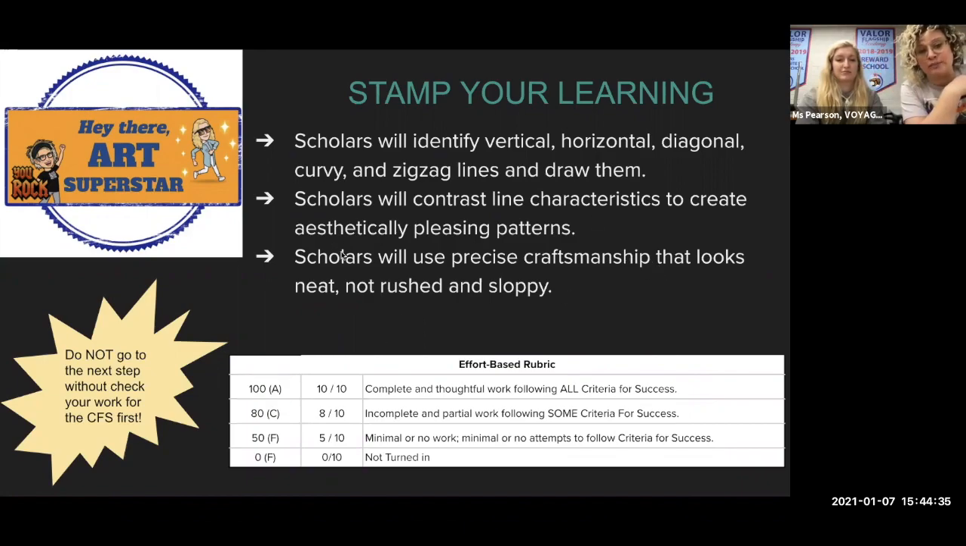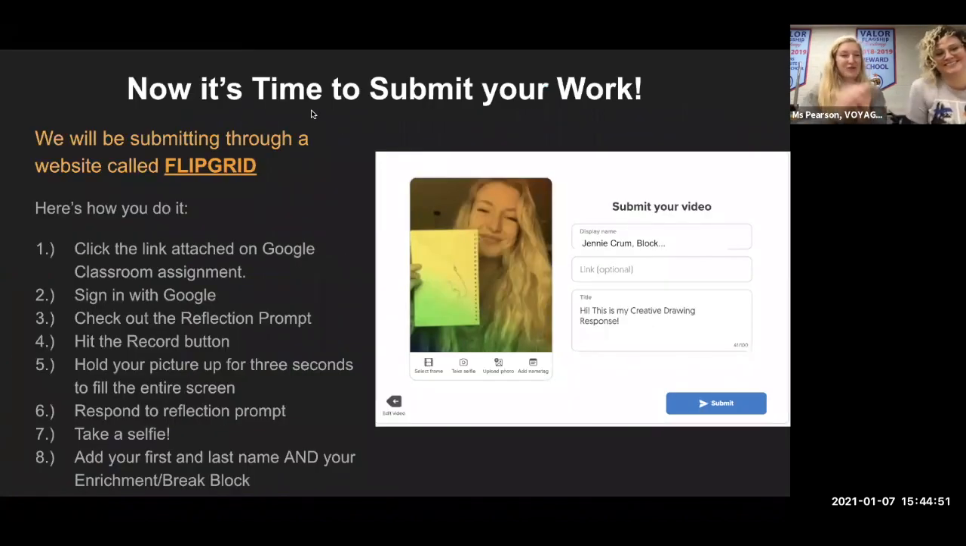Ms. Pearson, I'm looking good. I'm ready to turn in my work. How do we do it again? Well, let me tell you, it is the same process that we did last week, right? We're going to maintain that consistency. Everything that we are doing, we're going to do for every single week. We are going to be using Flipgrid. Woo! Love it. I hope you guys liked Flipgrid.